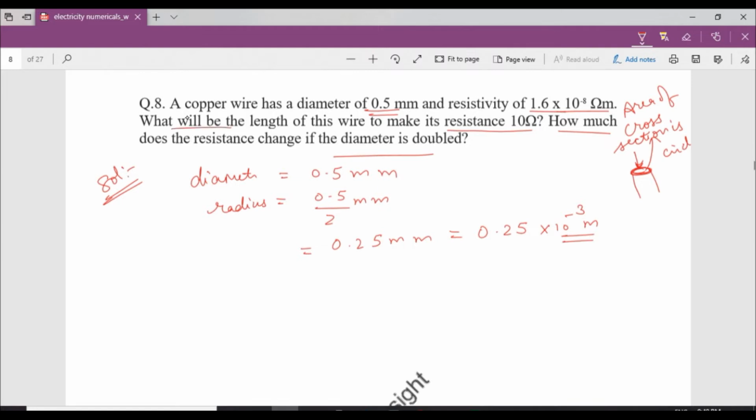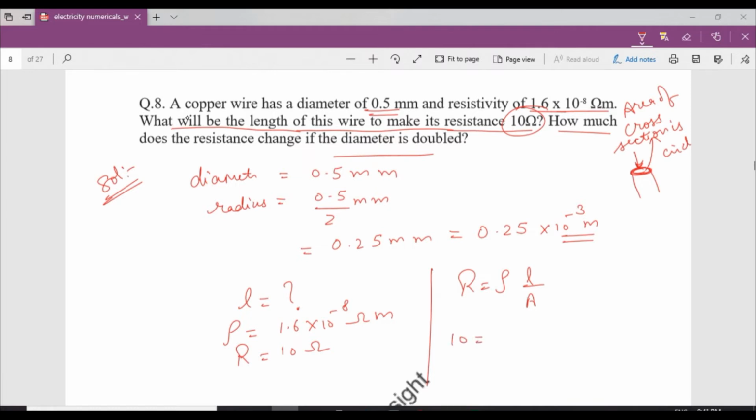We need to evaluate the length of the wire. We have resistivity 1.6 into 10 raised to the power minus 8 ohm meters, and the value of resistance is given to us. Which formula will we use? Again we use R is equal to rho L upon A. Resistance is given, resistivity is 1.6 into 10 raised to the power minus 8, length we need to evaluate, and the area of cross section is a circle, so area is pi r square.